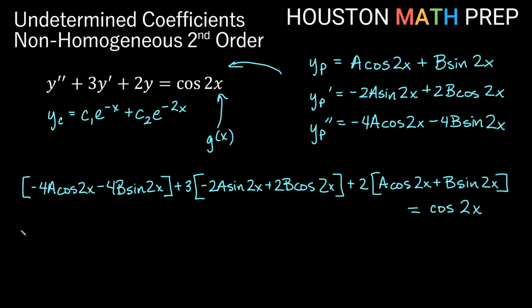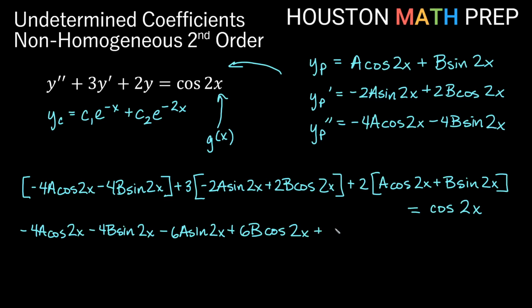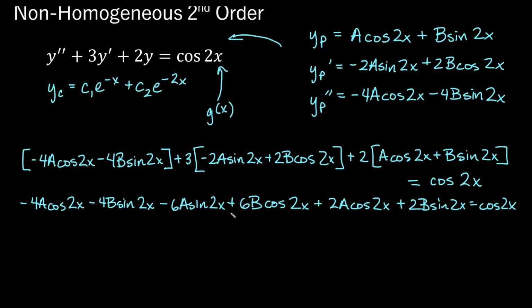Now we'll just go ahead and distribute everything, and then we'll combine all of our like terms and compare side to side. So keeping these first two, distributing the 3, we get negative 6a sine 2x plus 6b cosine 2x. And then distributing the 2, we'll get plus 2a cosine 2x plus 2b sine 2x equals cosine 2x. Now let's go ahead and combine all our sine terms and cosine terms, get them all together, and then we'll compare one side to the other.